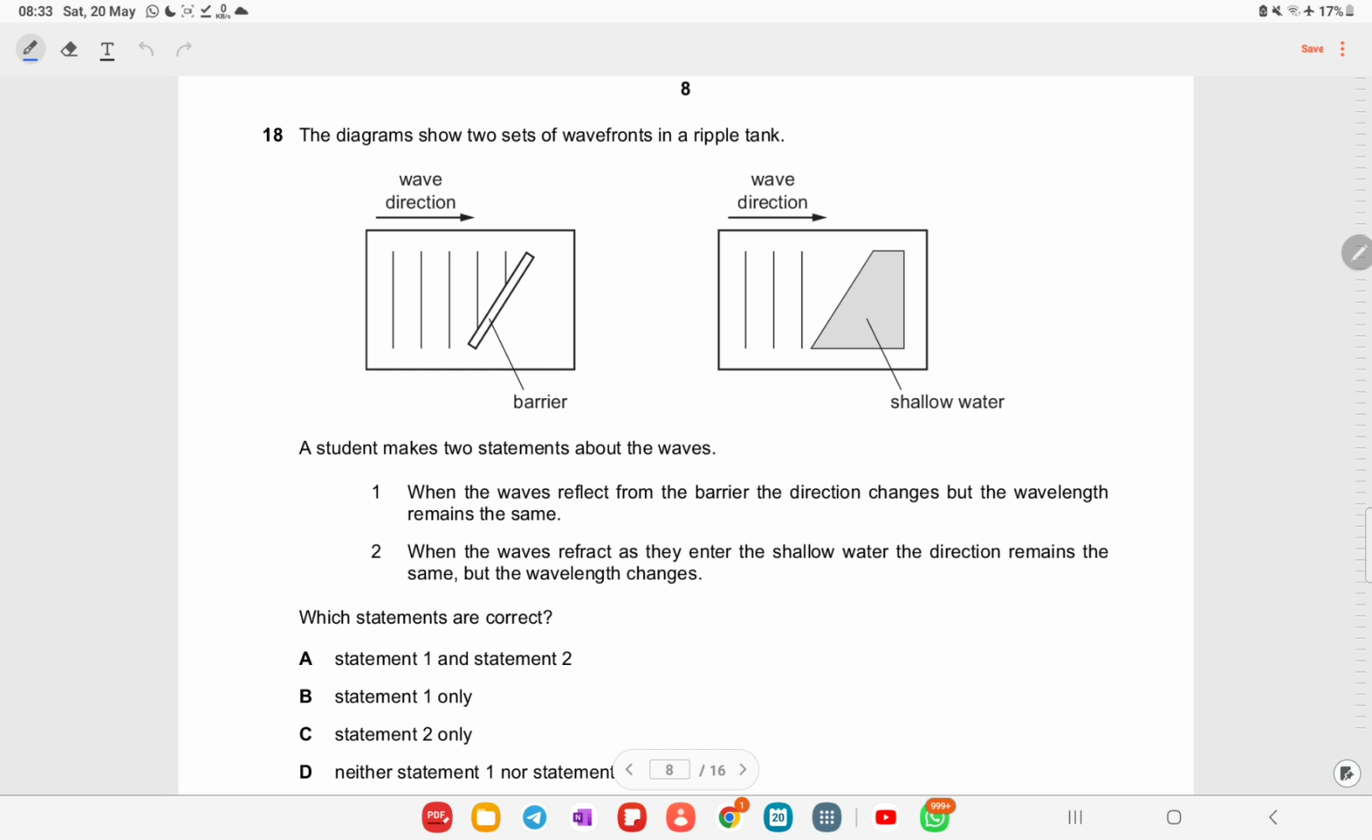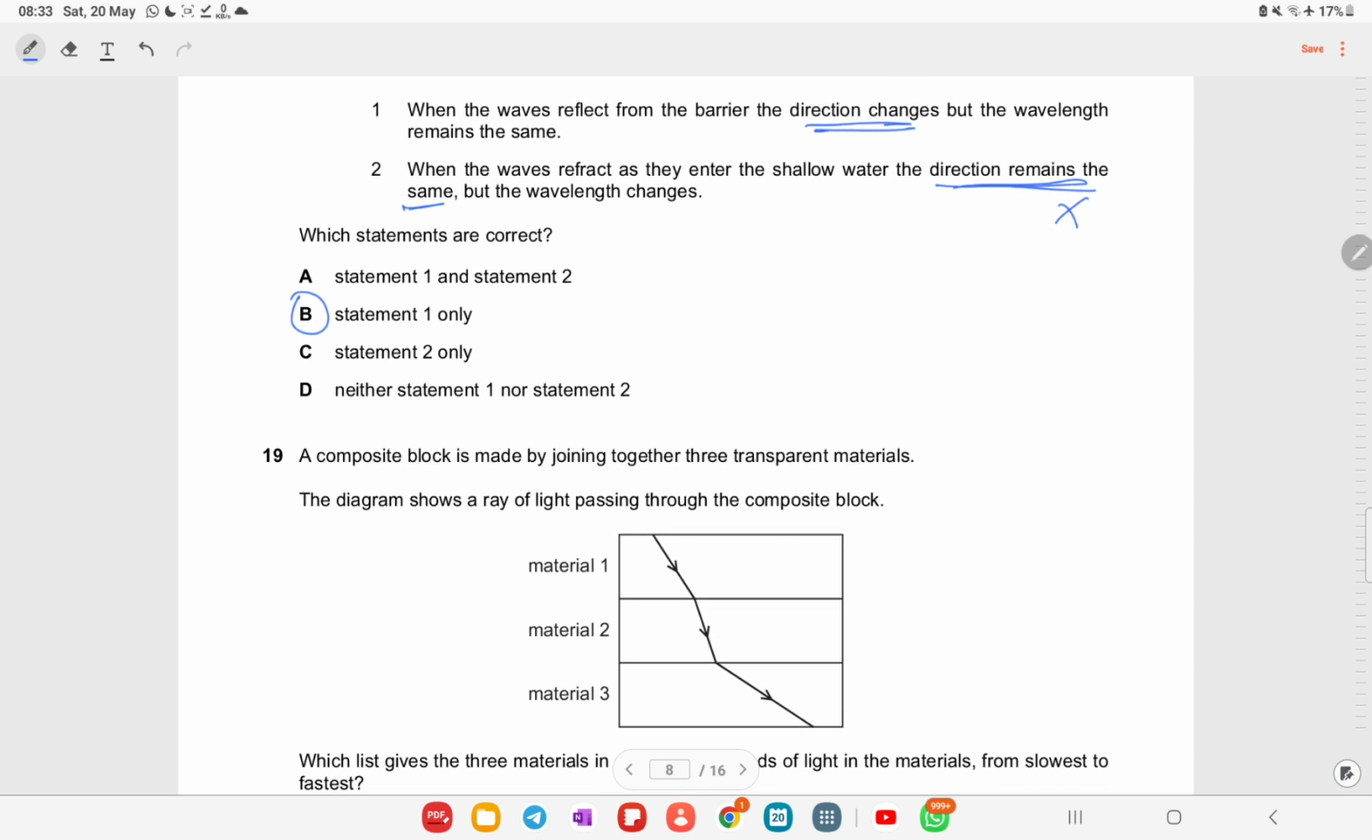The diagram shows two sets of wave fronts in a ripple tank. A student makes two statements about the wave. When the waves reflect from the barrier, the direction changes but the wavelength remains the same. Okay, the direction changes and the wavelength remains the same, makes sense. When the waves refract as they enter the shallow water, the direction remains the same. The direction does not remain the same. The wavelength changes. So option B is the only right answer for refraction.